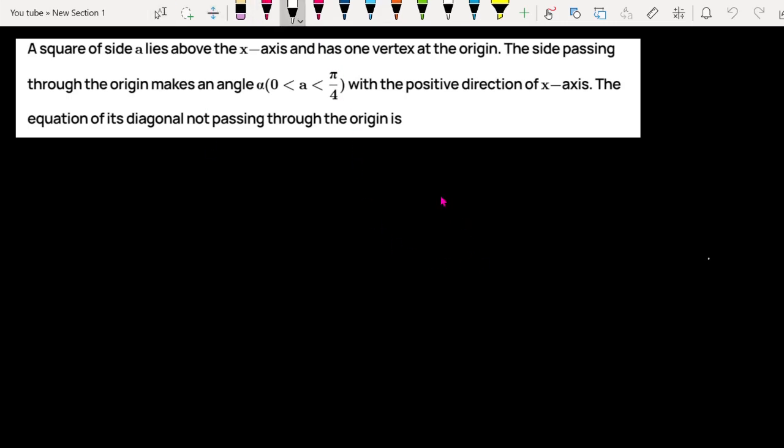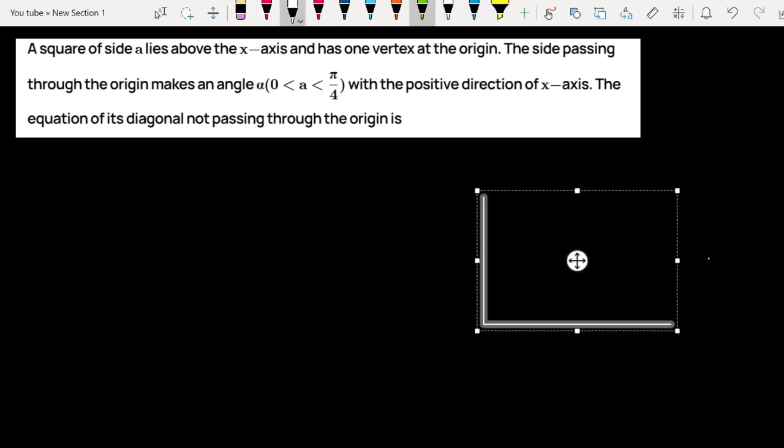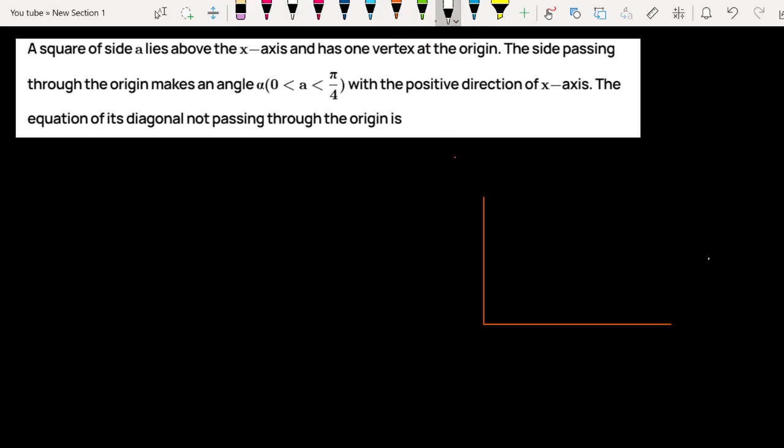So let's try to draw the diagram first. So first let me try to draw the coordinate axis. Now the square is in the first quadrant, right? The square is in the first quadrant and the side is making alpha angle in the first quadrant. So let's say this is the square, this is angle alpha, this is A, this is B, and this is C. This is O, which is the origin.